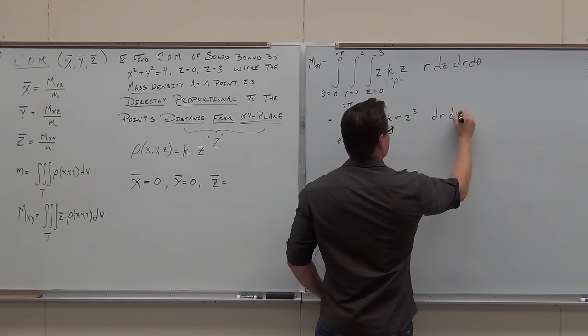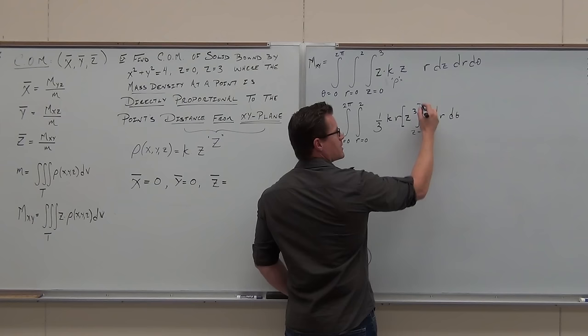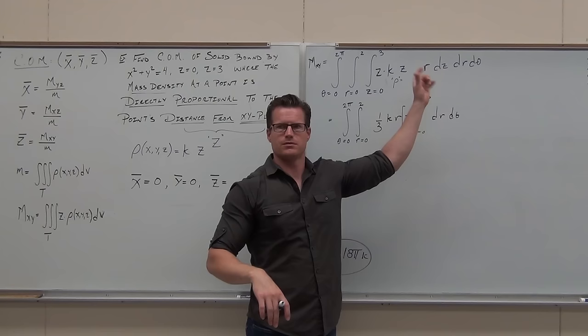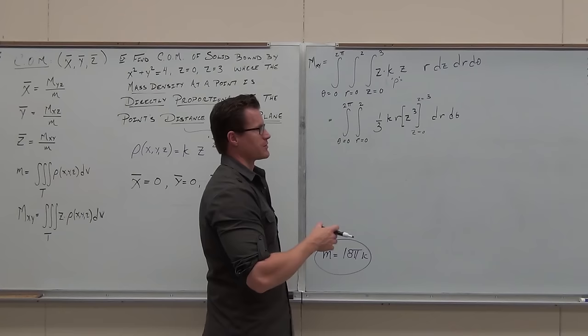So we have a z squared now. Yes, that's changing things. So I get a 1/3 krz cubed, and z's still going from the same numbers, though, 0 to 3. By the way, someone asked me in the math lab, can you change these around for different types of scenarios? You can, but you must make sure you redefine your region if you're going to do it. You can't just start switching stuff. You have to switch your bounds of integration and make sure it still works for your region.